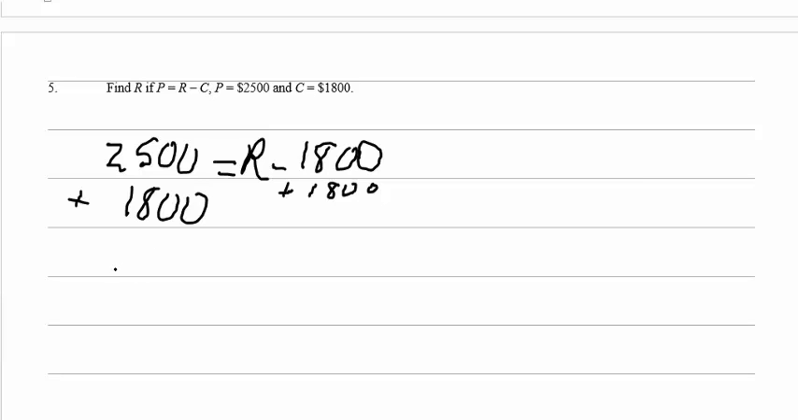So when I add 1800 to 2500, on the left I get 4300. On the right, I simply have R. So R would be 4300 if P is 2500 and C is 1800.